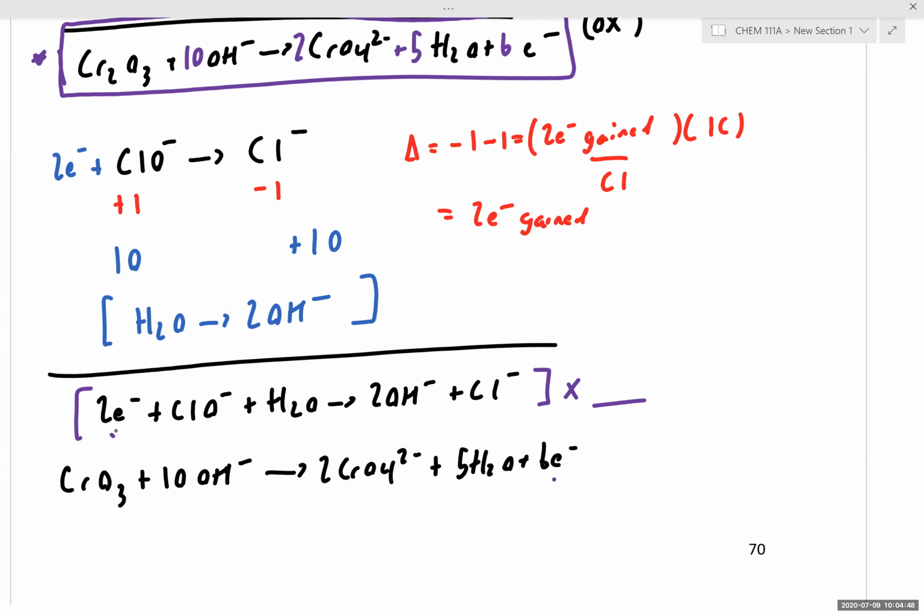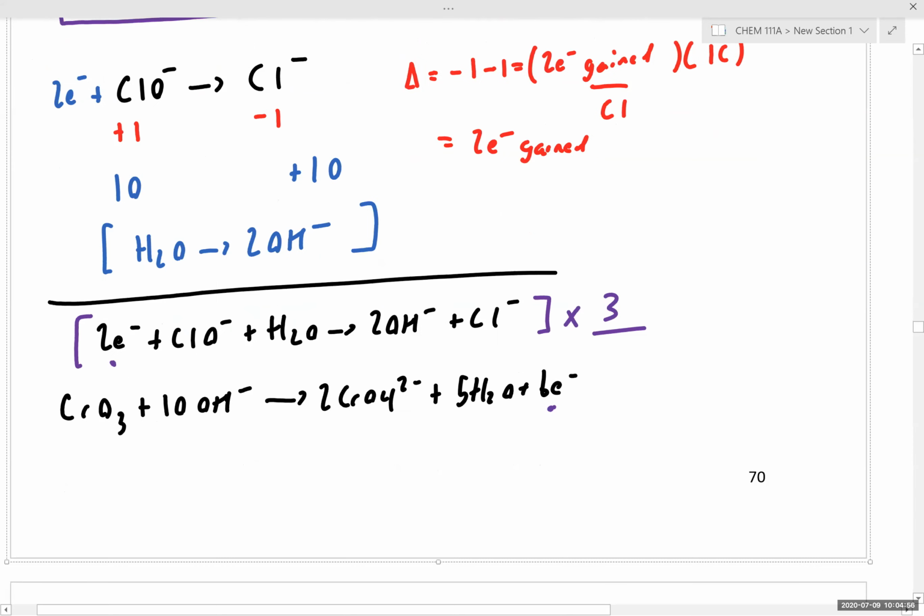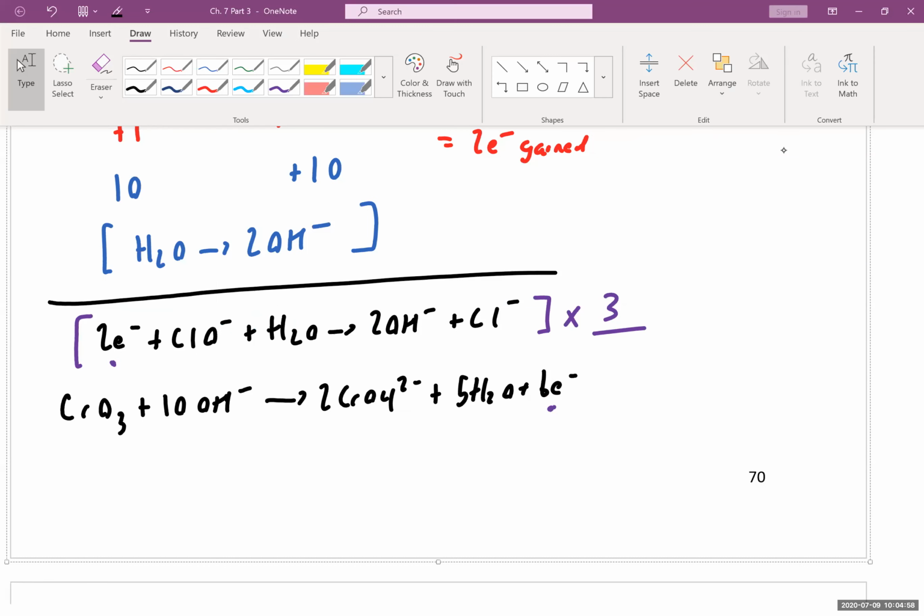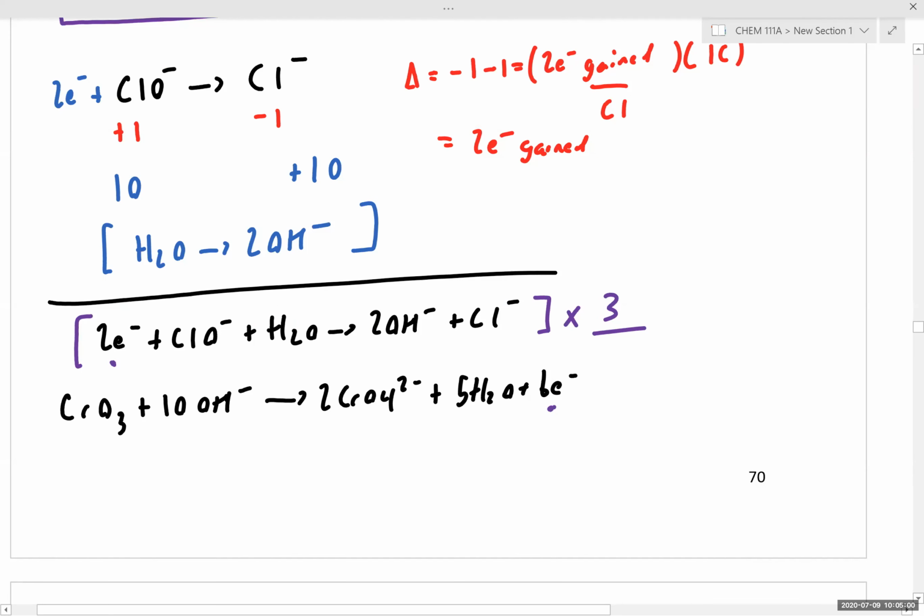Wait, 2 times what would give me 6? What should I multiply this top reaction by? 3. So then, rewriting, we have 6 electrons plus 3 ClO minus plus 3 H2O leads to 6 hydroxide plus 6 chloride.